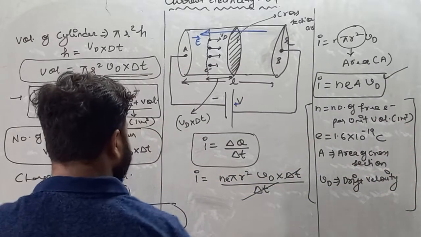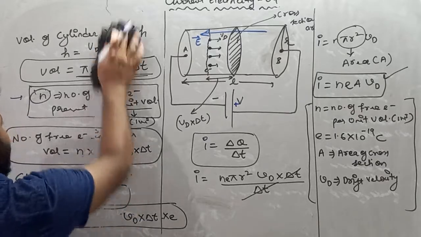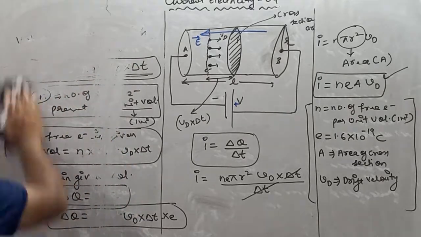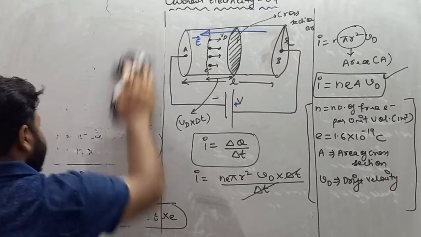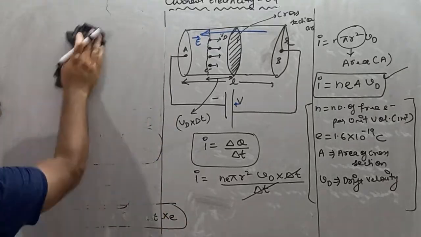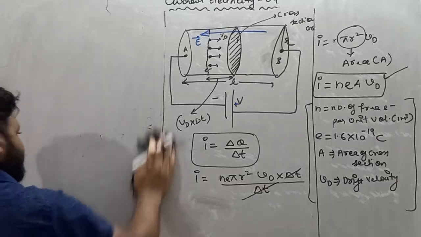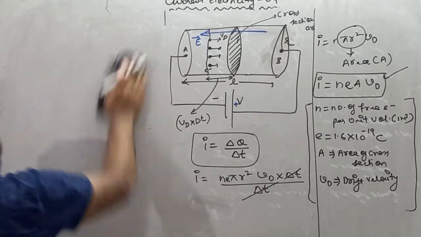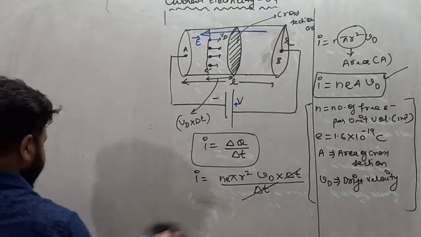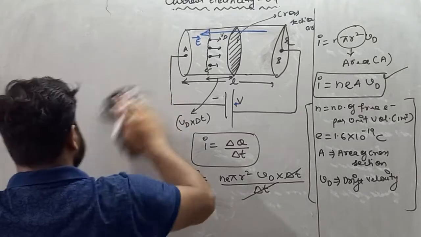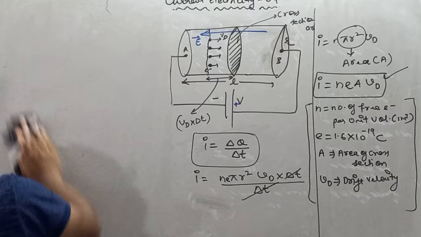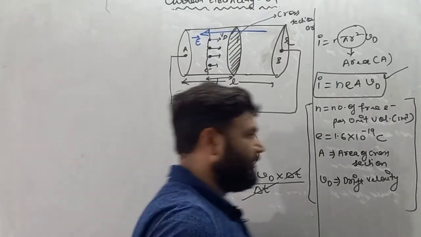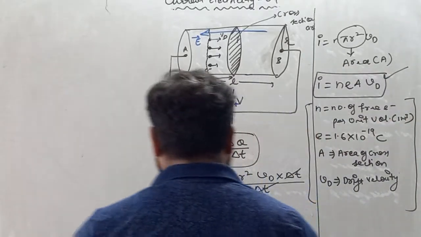Now moving forward from this relation, we'll find some more relations. So let's start. As we all know, the relation of current density is J is equal to I by A. So we'll get a relation: I is equal to NEAVd. Remember, I is the current inside the conductor, N is the number of free electrons present per unit volume, and A is the area of cross section.